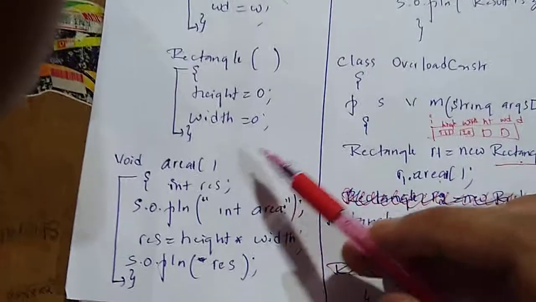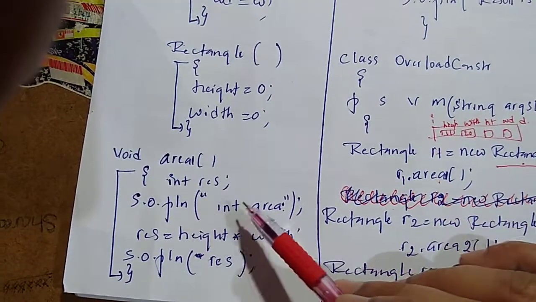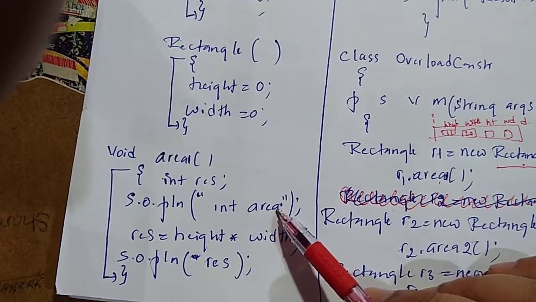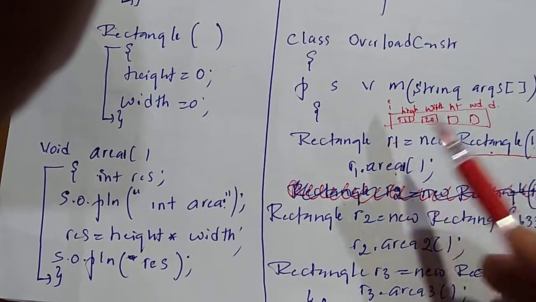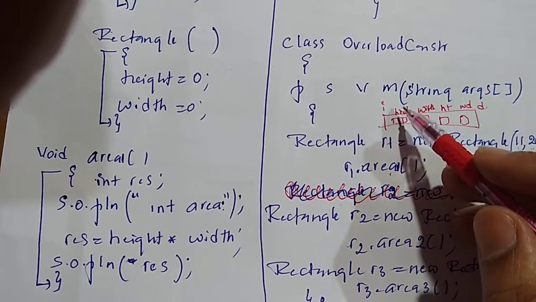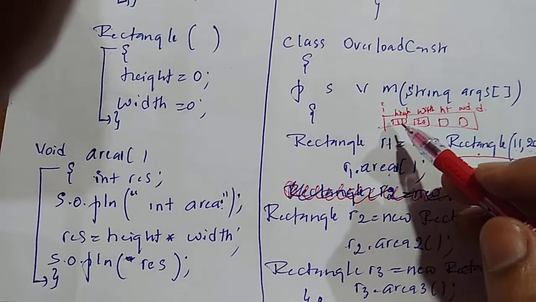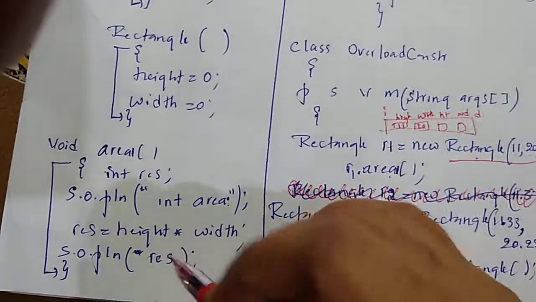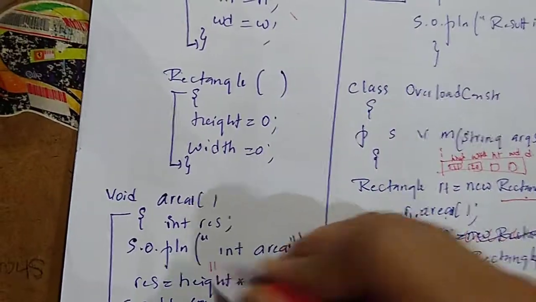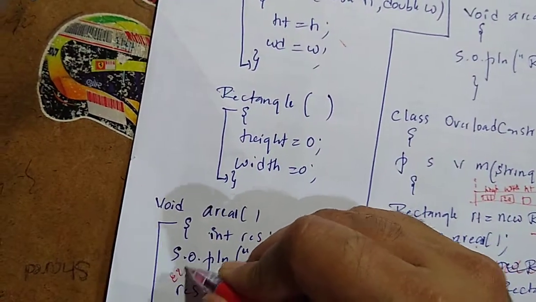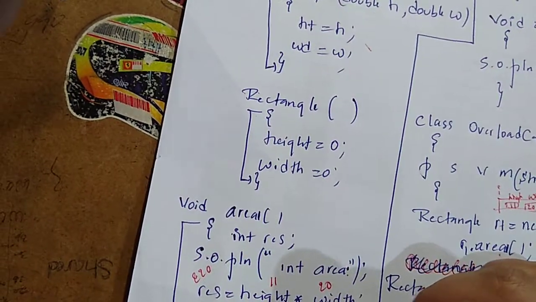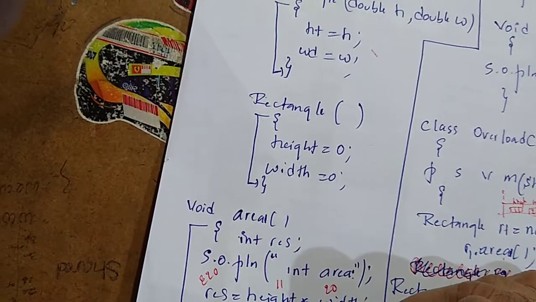So with System.out.println, you will get this message, "int area", and it will calculate with respect to r1. There is some value for height as well as width. What is that value? 11 and 20. So it will take the product of 11 and 20. I think you will get 220. That will be stored in res, and that will be printed.